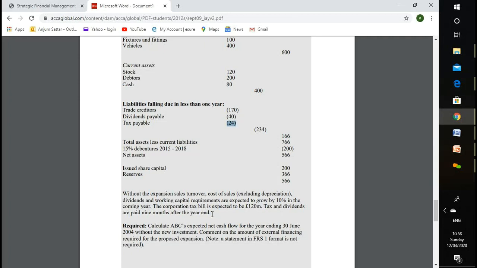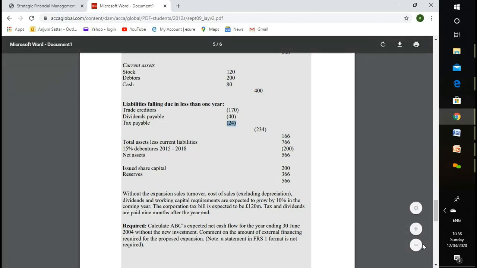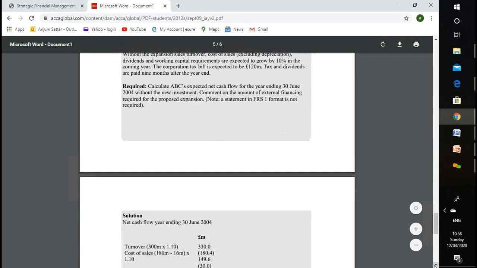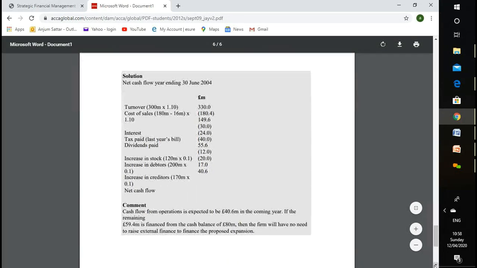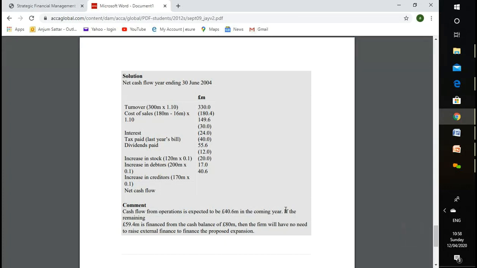Without the expansion, the sales turnover, the cost, the dividend and working capital are expected to grow by 10% in the coming year. The corporation tax bill is expected to be 120 million, plus the dividend. We are required to calculate the net cash flow, and then you can make the decision about which option to go ahead with. If we look here, we have turnover, cost, interest, dividend, increase in stock, increase in debtors, and net cash flow.